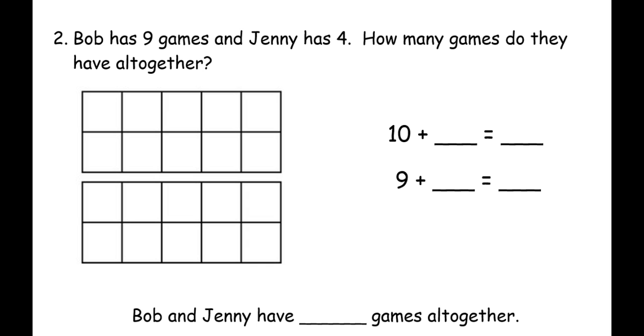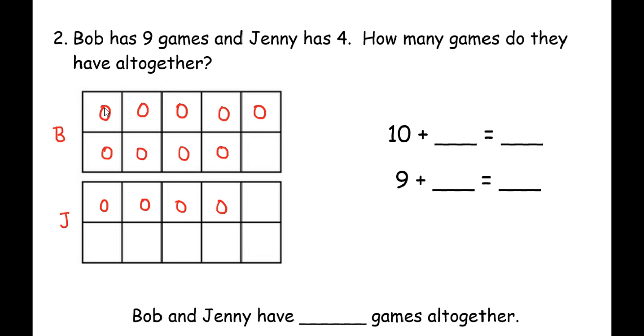The next problem says Bob has 9 games and Jenny has 4. How many games do they have altogether? I'll show Bob's 9 games in the top 10 frame. So I'm going to fill in the 10 frame with 9 discs, and each one represents one of Bob's games. In the bottom frame, I'll show the 4 that Jenny has. So these are Bob's and these are Jenny's.